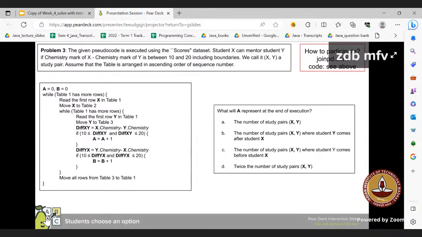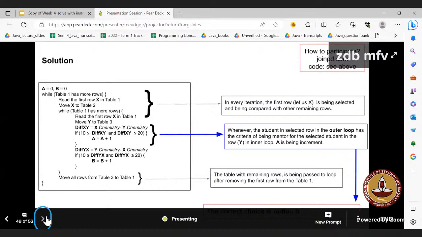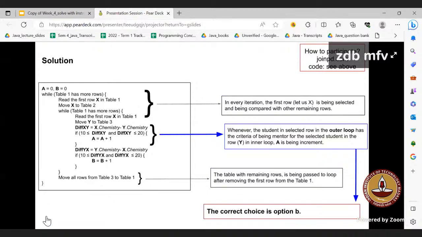So the order matters here, because even if x is greater than y or y is greater than x in that particular range, that will be counted. But for this A equals A plus 1 particularly, student x is coming before student y. Whenever the student in the selected row in the outer loop has the criteria of being mentor for the selected student in the row Y in the inner loop, A will be incremented.